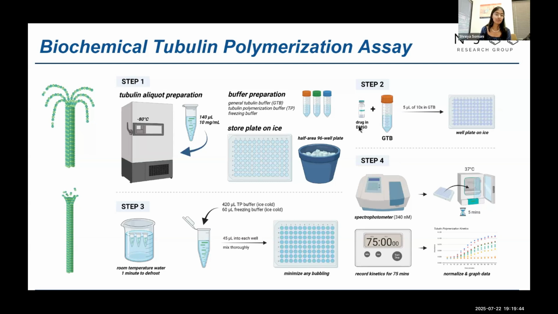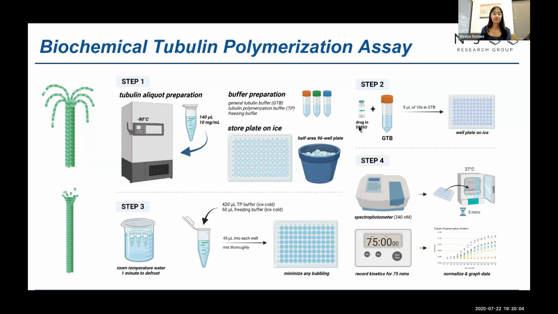To do this assay, we first have a lot of preparation, which includes freezing down tubulin aliquots, preparing several buffers, and storing our well plate on ice. Tubulin is incredibly sensitive to room temperature and to body heat, and so it must be stored at very cold temperatures until we're ready to run this assay.